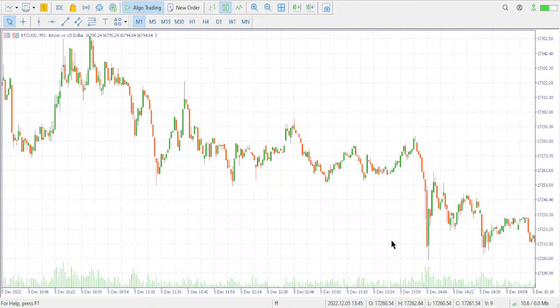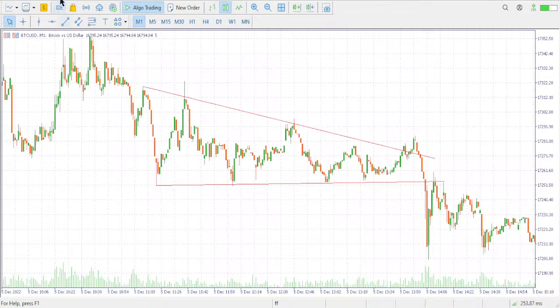So I want you to look at this. Look at whatever I'm going to draw now. We have this here, and then we have another one from the top. So just look at how nicely this shape was formed and what happened when the price was consolidating within it.